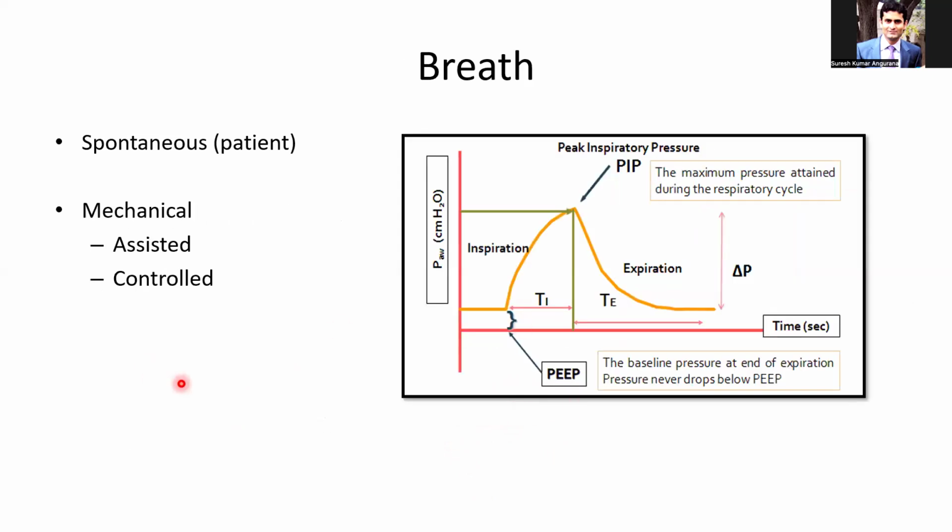Now coming to different types of breath. It could be a spontaneous breath by the patient, or it could be a mechanical breath. Again, mechanical breaths are divided into two types. It could be assisted or it could be controlled breaths.